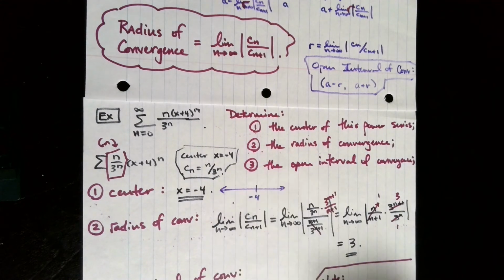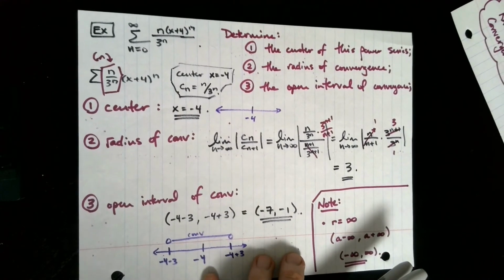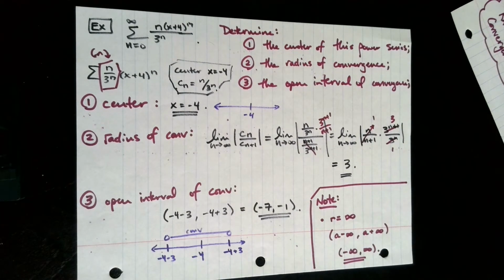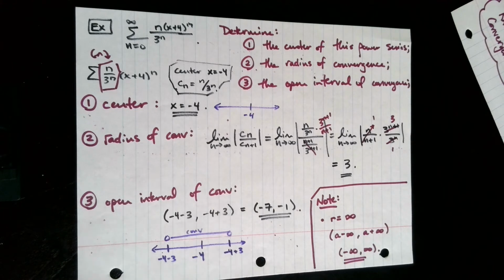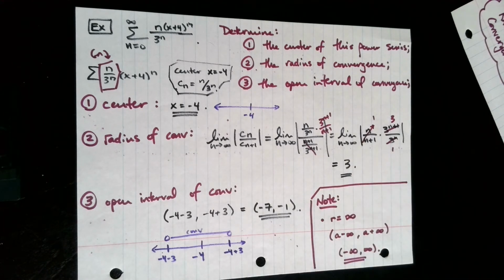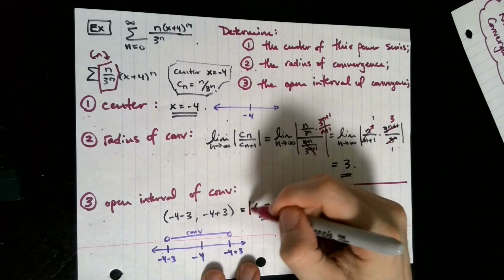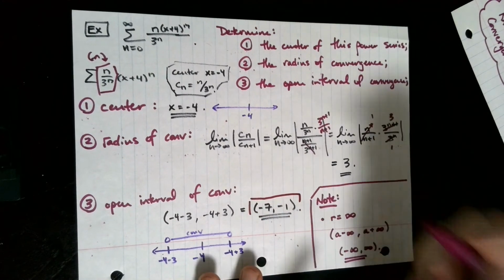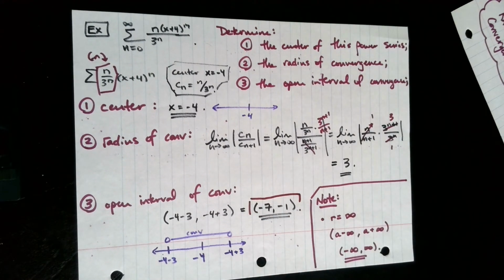Well, 3 units to the left of minus 4 will be minus 7. And so to compute the open interval of convergence, we do precisely what was just described. We say from minus 4, we're going to go 3 units to the left and subtract 3. We're going to go 3 units to the right and add 3, because that is the radius within which our power series converges. So run all of the numbers together. We get an open interval of convergence of minus 7 comma minus 1.